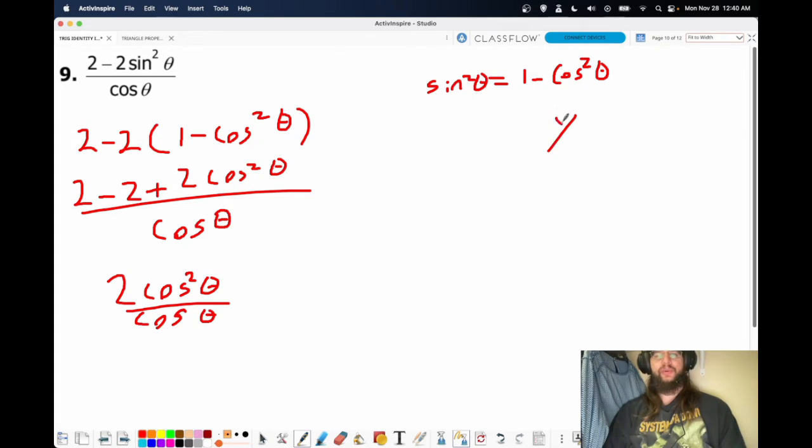And think for a second, what's x squared over x? When we're dividing, we subtract the exponents. That's an understood 1, so that's just x. So cosine squared divided by cosine is just cosine. So that's 2 cosine theta. So our basic outer rules still apply here.